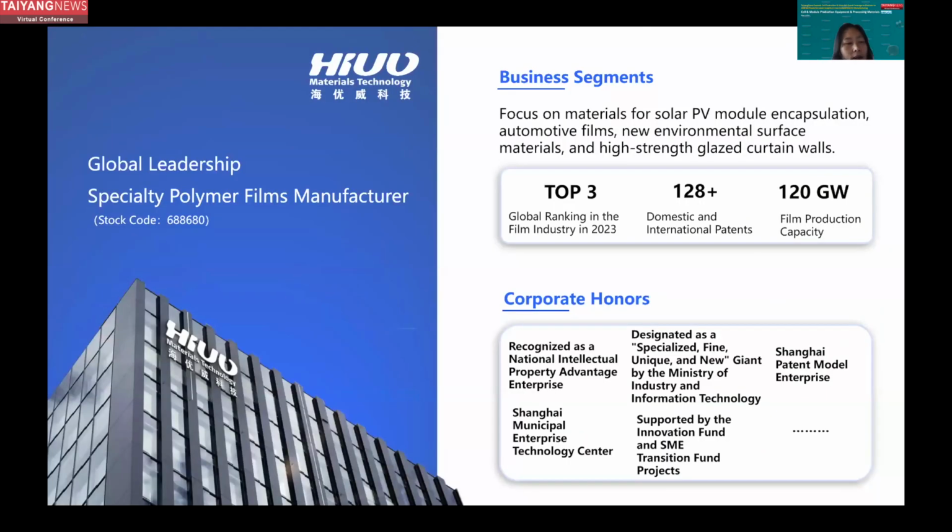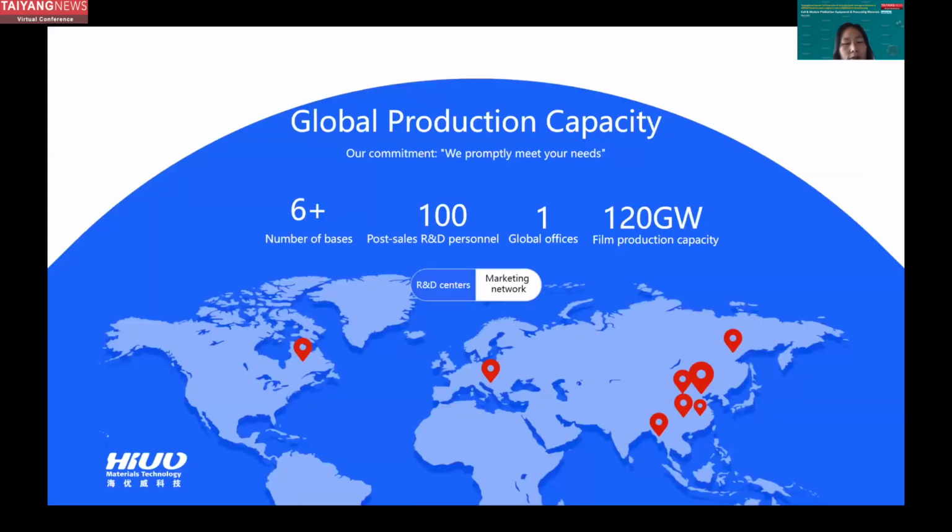Okay, last, I would like to have a brief introduction of our company. HIUV is one of the top 3 companies in the global encapsulation film industry, and we have 128 domestic and international patents. Our total production capacity is 120 gigawatts, and we have been awarded many honors. We have 5 production bases in China and 1 production base in Vietnam, which will start production by the end of this May to have a better service for our overseas clients.